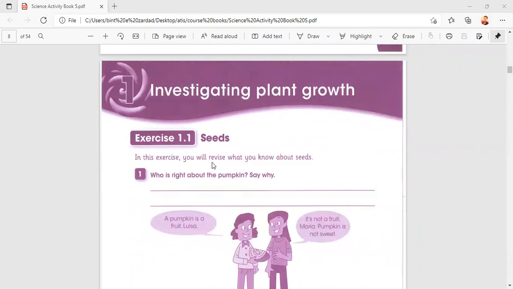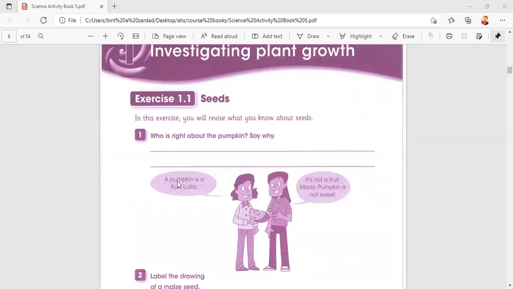In this exercise, you will revise what you know about seeds. Who is right about pumpkin? Say why. You can see two girls talking to each other. Maria says, a pumpkin is a fruit. Louisa says, no, it's not a fruit, Maria, a pumpkin is not sweet. So the question is, who is right about the pumpkin?